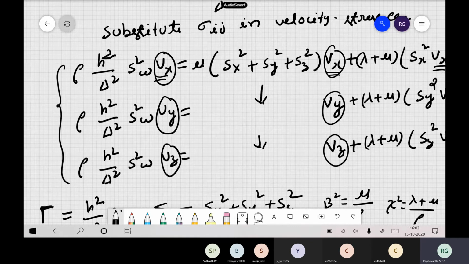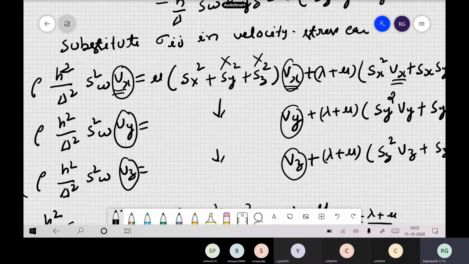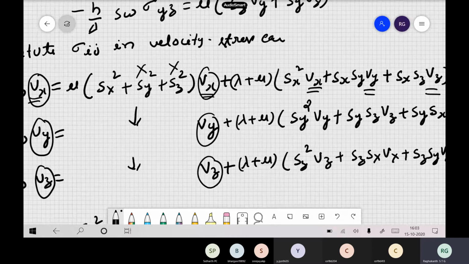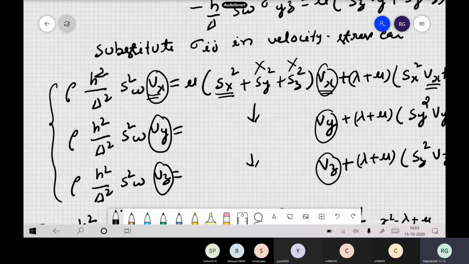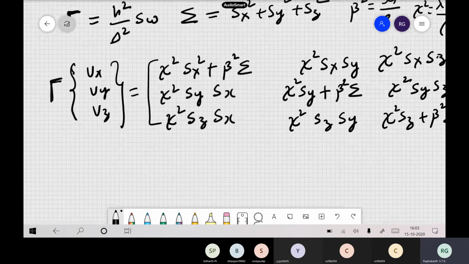So now if it is a one dimensional problem, what happens? In this equation, this will go away, this will go away, all these terms go away. You followed? So lambda plus mu, all the terms go away. So you will be having only sx square itself. So rho h square by del square s square omega, that Vx will be, you see, mu into sx square only. So that only will be there. So in 1D it is only just a single term, because in 3D you get a 3 by 3 matrix. If it was one dimension, only this term will be there. Okay, all others will be 0 itself. So now this is our dispersion relation.